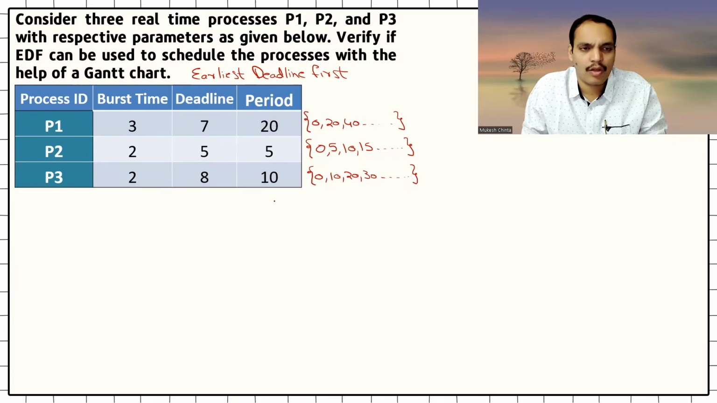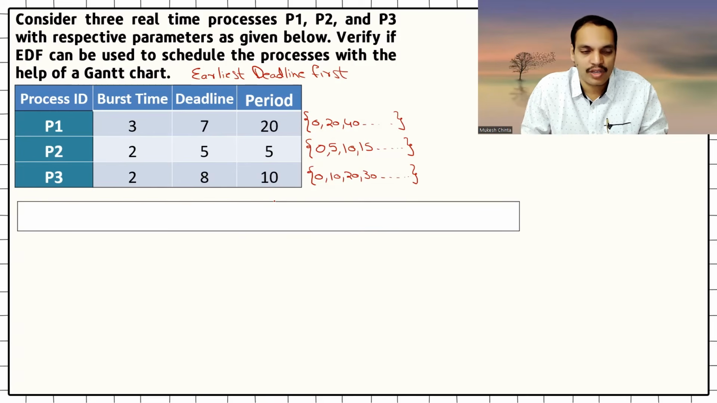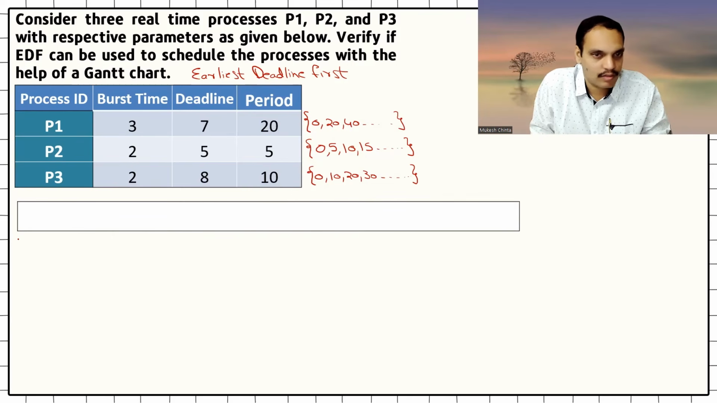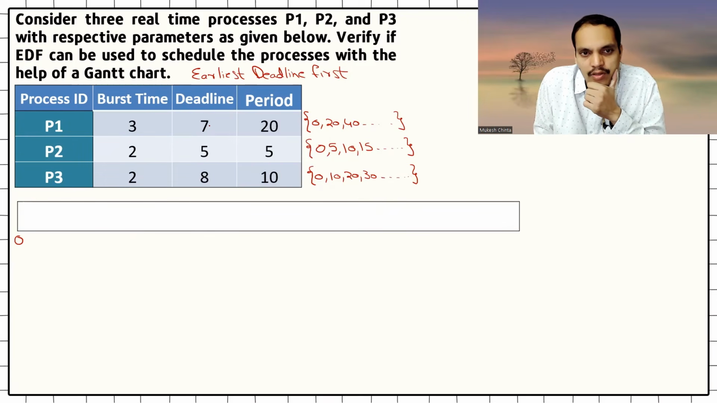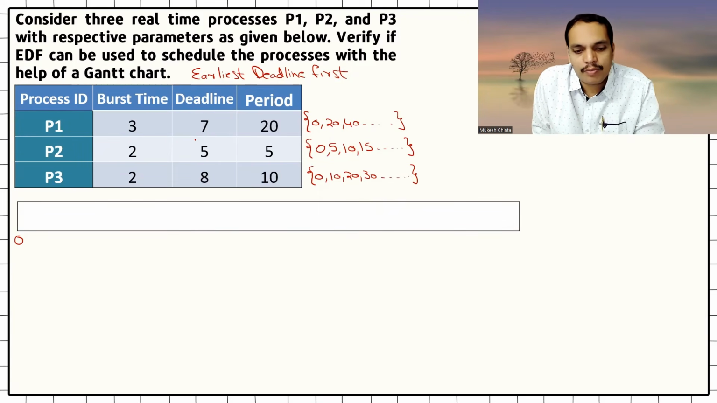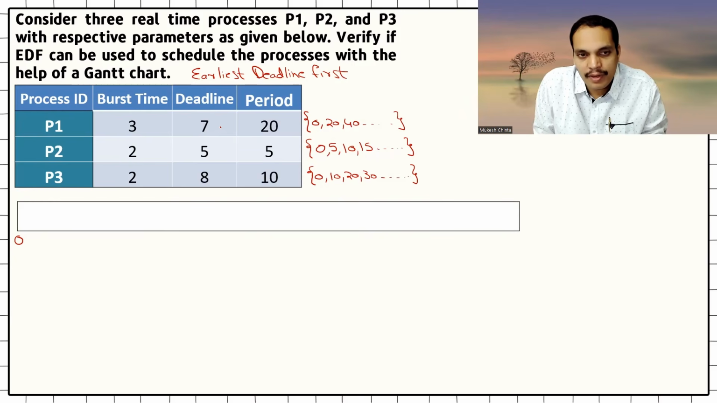So I have to implement the earliest deadline first algorithm now and check whether these three processes can be implemented through EDF or not. Let me draw a Gantt chart to see how well we can understand this. I'm going to start with 0 at time 0. Out of these three, the first process that should be allocated the CPU is P2, simply because P2 has the earliest deadline. The deadline for P1 is 7, for P2 is 5, for P3 is 8, so the closest deadline is P2.